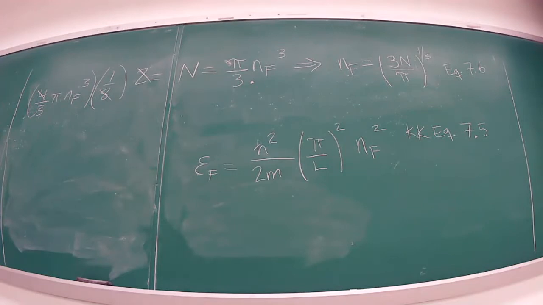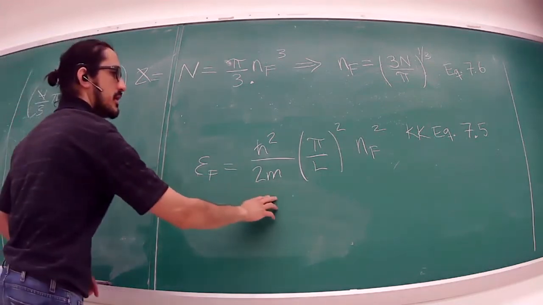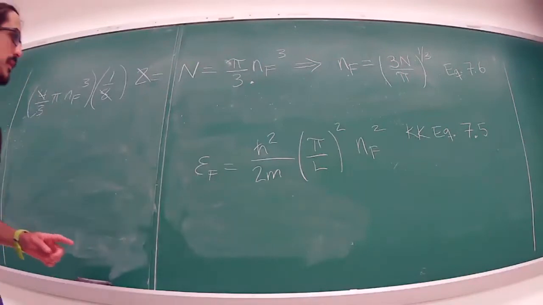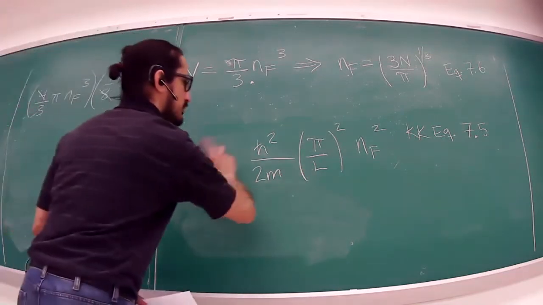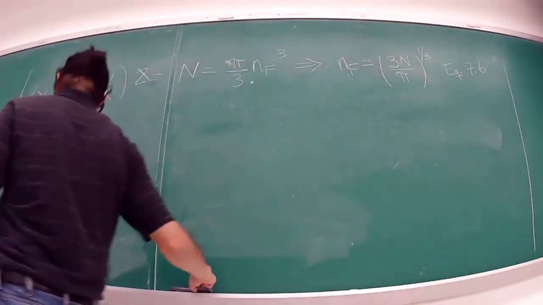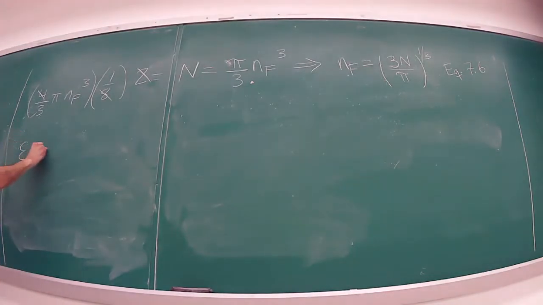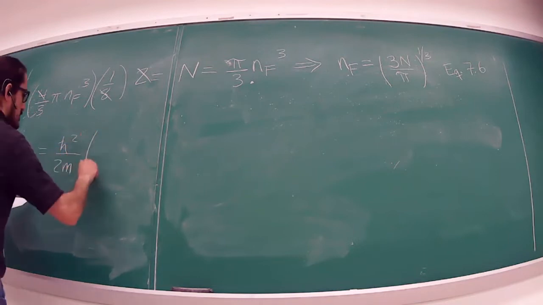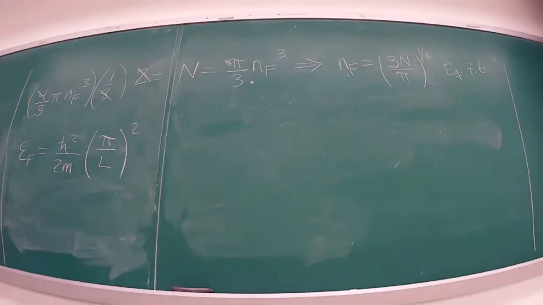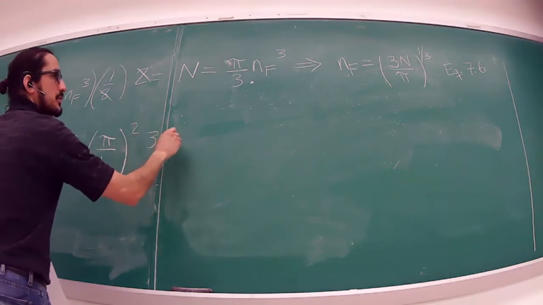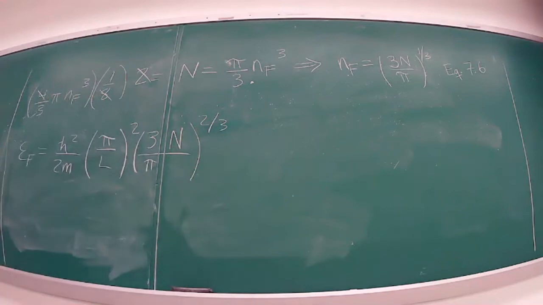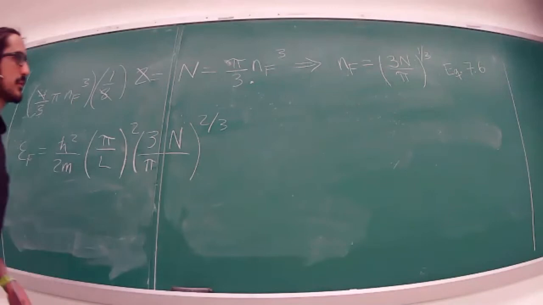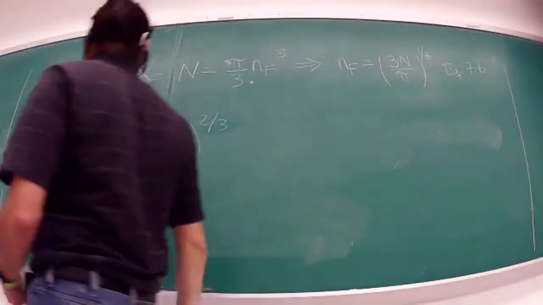So then we can write the Fermi energy in terms of the number of particles and L. I'm just going to put it over here. Fermi energy, h bar squared over 2m, pi over L squared, and this is 3n divided by pi to the 2/3. So before we had nF squared, now we know n to that. So this is what we get.